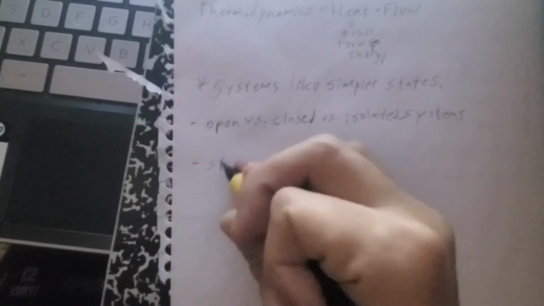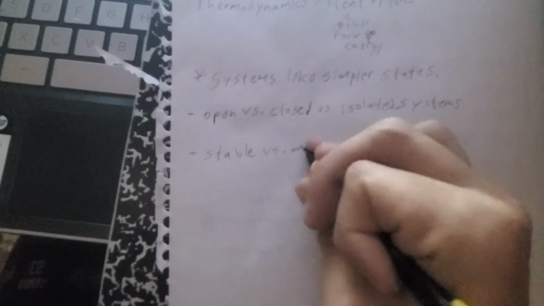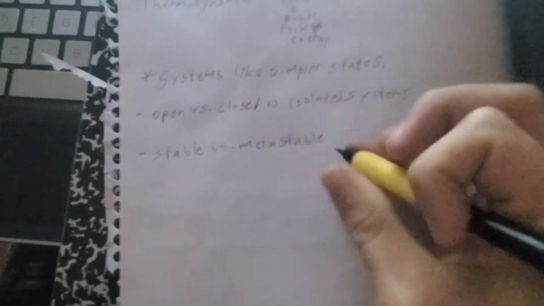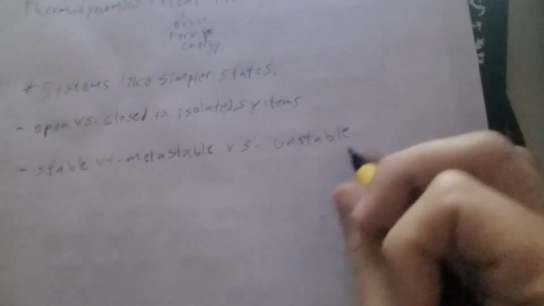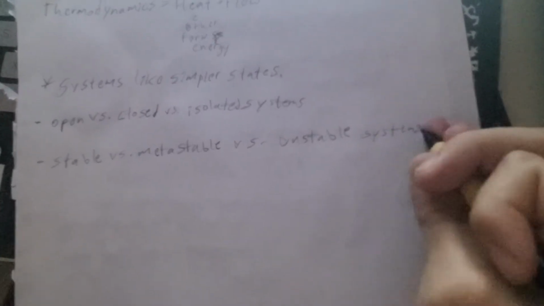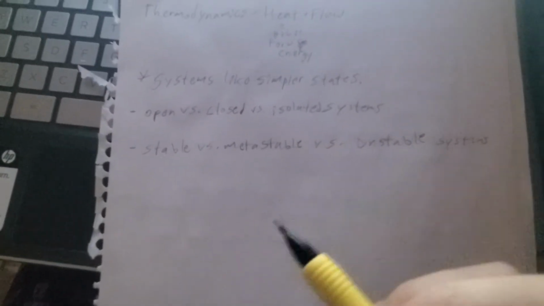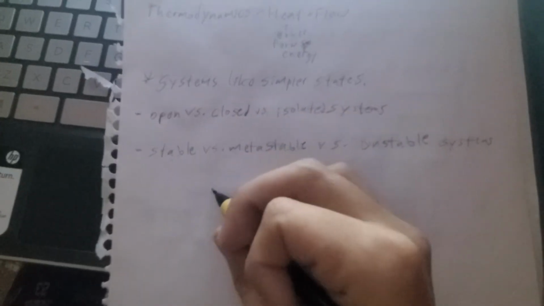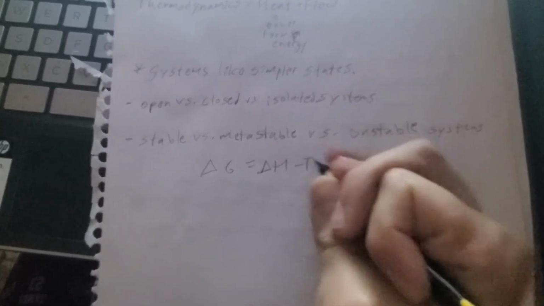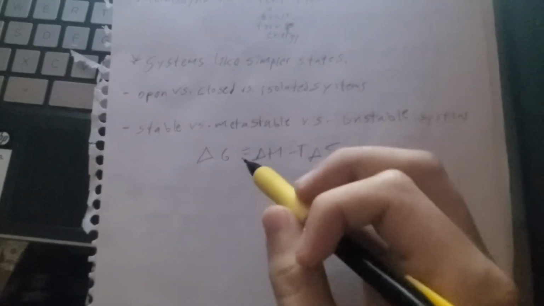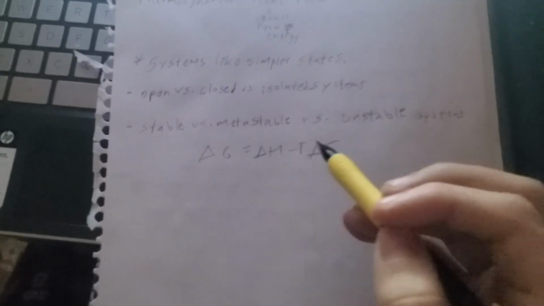So stable versus metastable versus unstable systems. What are these? Stable is where it has the least amount of Gibbs energy, metastable has a little bit more Gibbs, and this one has the most. Gibbs energy, what is Gibbs energy? G is equal to H minus T times S. We'll get to that more later. Basically, your amount of free energy dictates how stable your system is, or how much in equilibrium it is.